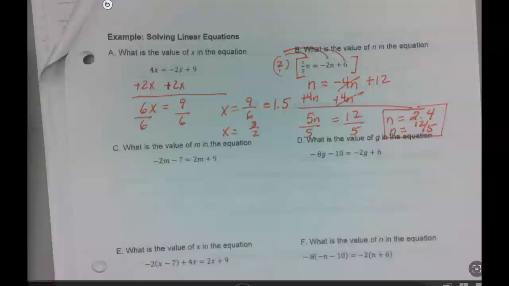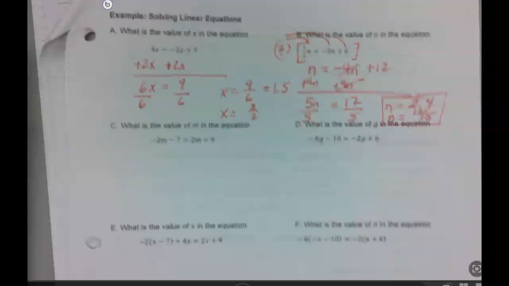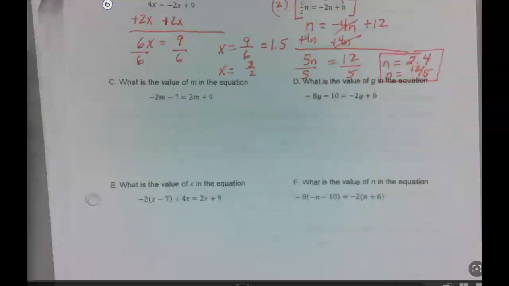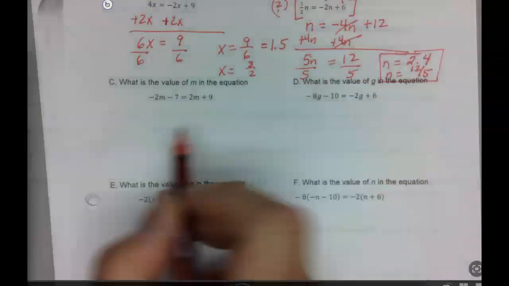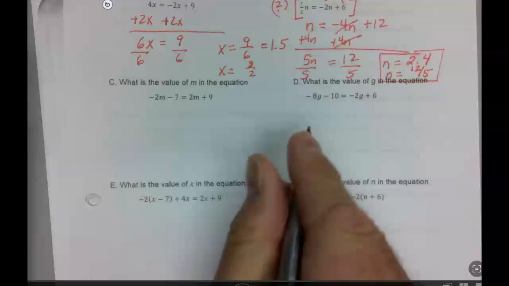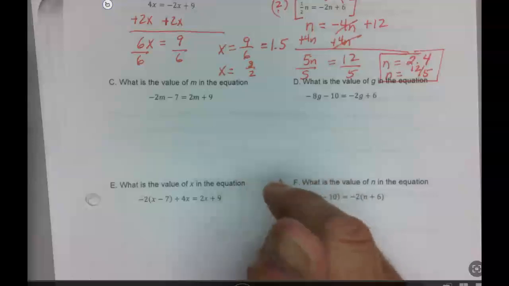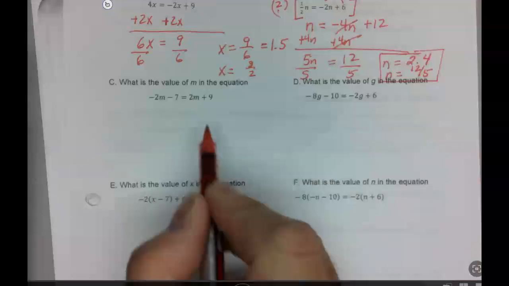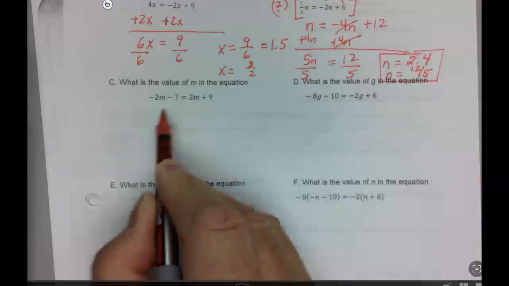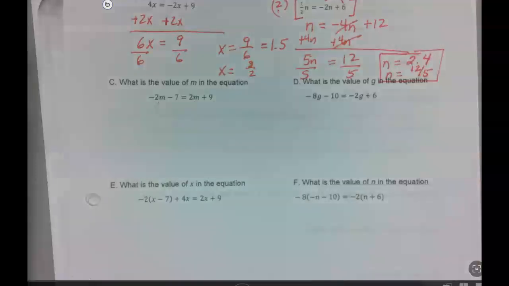Okay, look at C. This one's a little different. So, Sean, what do I want to do here first? Can I simplify either side? No, I can't combine 2m to 9 or negative 2m to negative 7. So there's no simplification here, is there? Correct? All right.